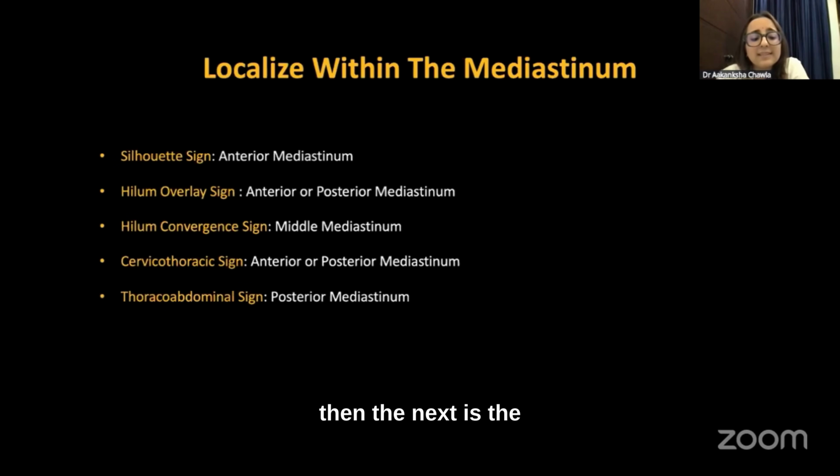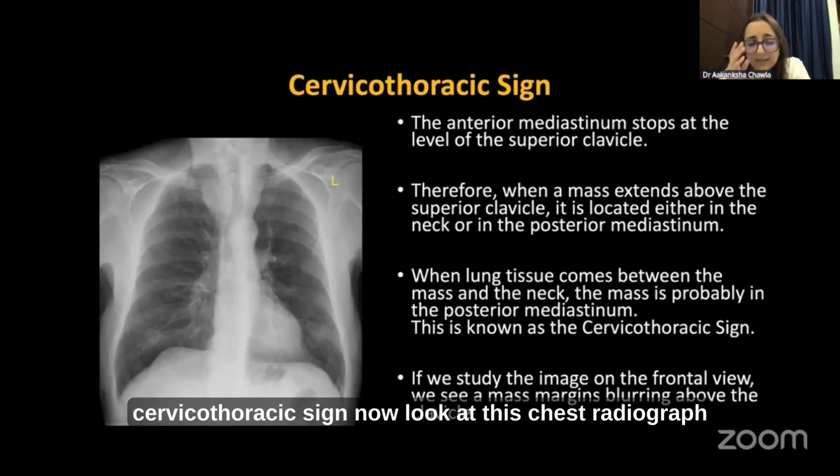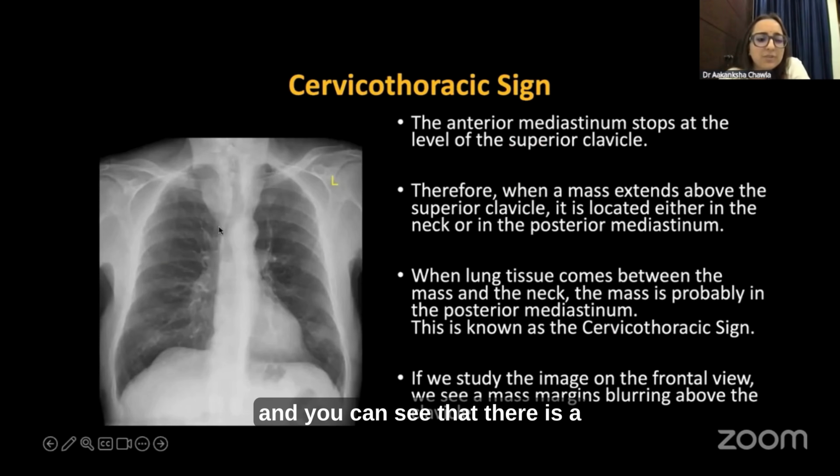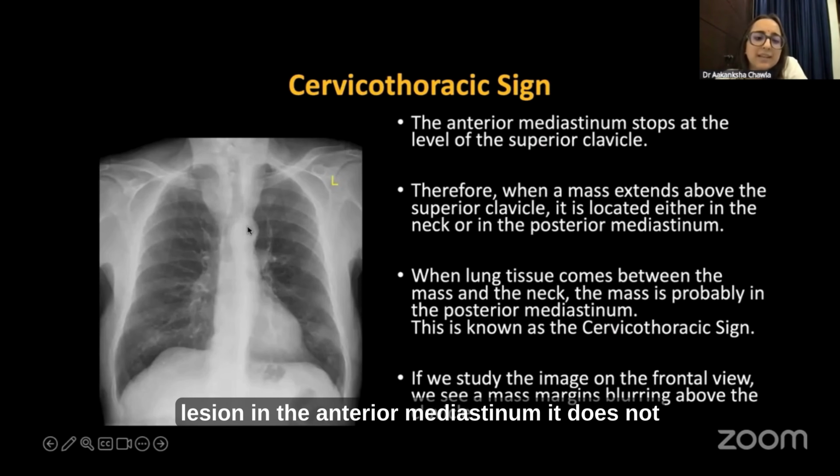Then the next is the cervicothoracic sign. Now, look at this chest radiograph, and you can see that there is a lesion in the upper thorax. Usually, when there is a lesion in the anterior mediastinum, it does not cross the clavicles. As you can see here, the margins become fuzzy over the clavicles. This shows that this is generally in the neck or the anterior mediastinum.